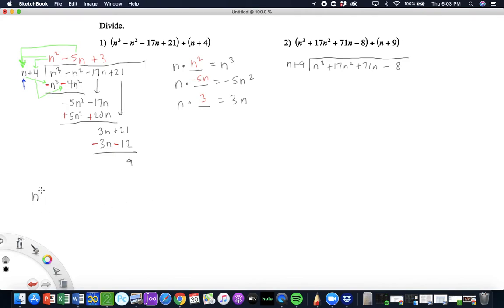And so my answer is n squared minus 5n plus 3, and then because it's a positive 9, I'm going to have plus 9 over the divisor, which is n plus 4, okay?